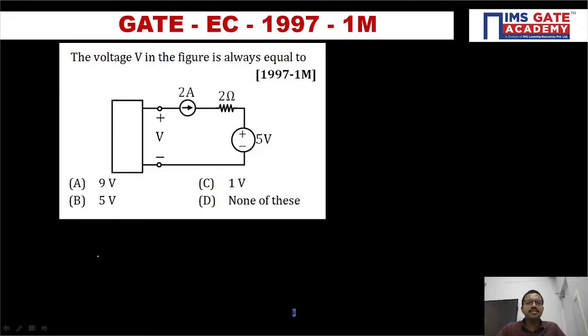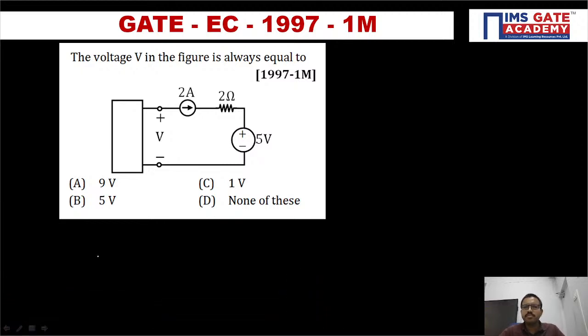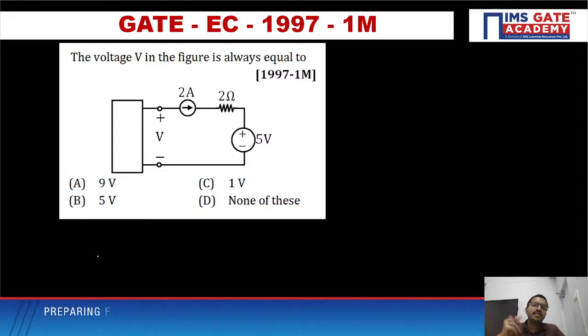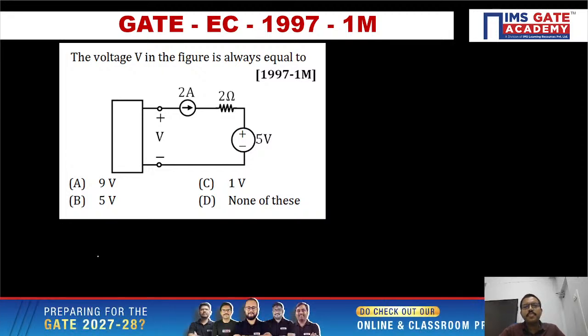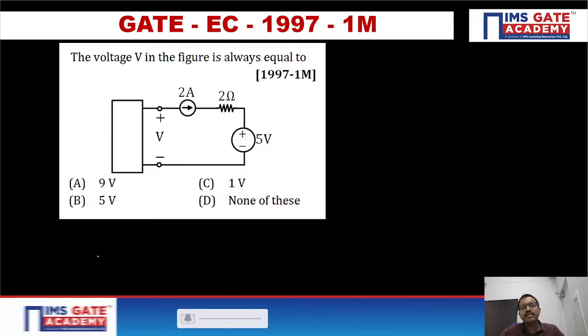In general, many of the students, while solving this GATE question for the very first time, may mark option A and few students may mark option C, but both are wrong. Because while marking option A, they might have considered the result for the 2 ohm resistor and 5 volt only. If they considered polarities correctly, then option A. If they got polarities somewhat wrong here and there, then option C.